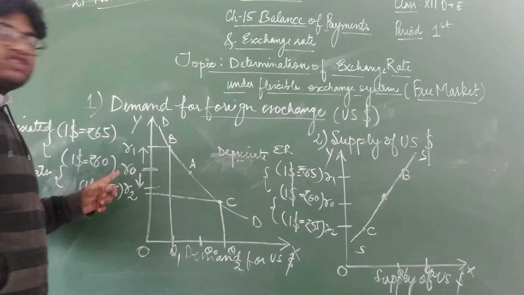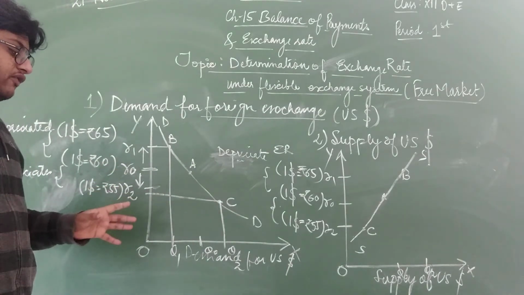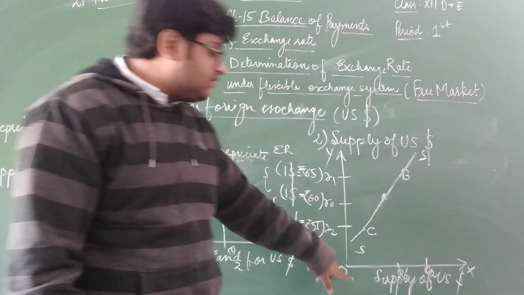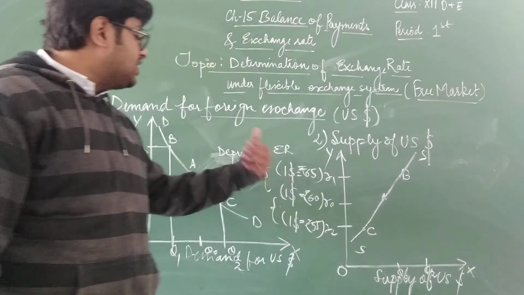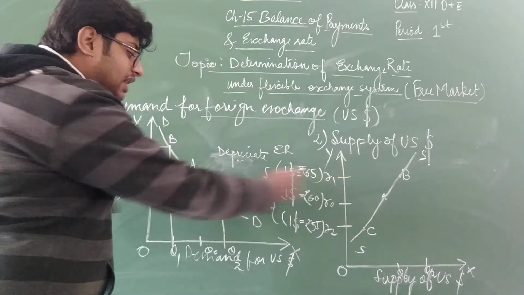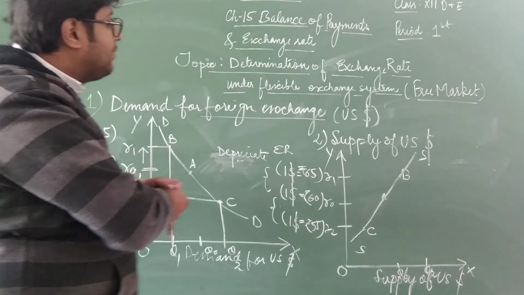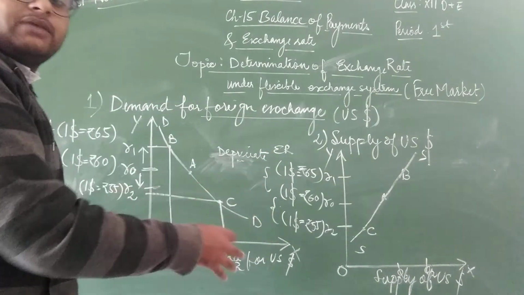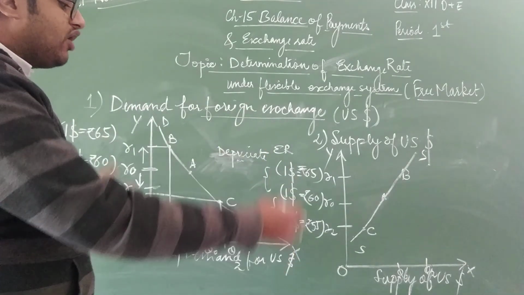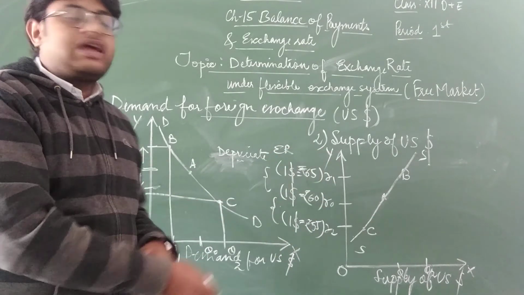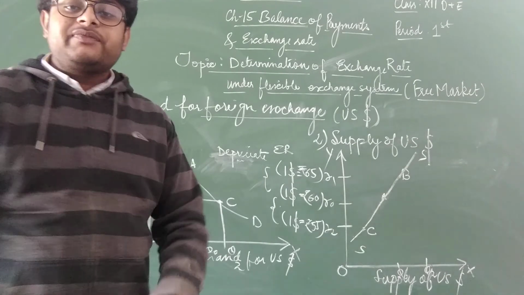So the negative relation between demand for foreign exchange and exchange rate, and positive relation between supply of foreign exchange and exchange rate. Now when we keep both these diagrams together, then we will be able to determine the exchange rate. Alright, we have to keep both this demand and supply of US dollars and the exchange rate in one diagram, and we will show the equilibrium situation.